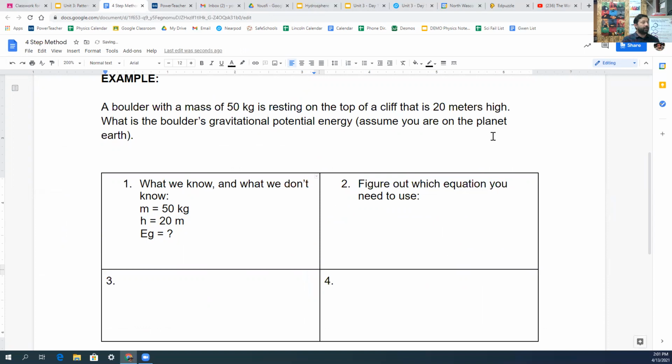But if you look at the problem, it says assume you're on the planet Earth. Well, gravity on Earth is the same everywhere. It's 10 meters per second per second. So now I have gravity. I know that I'm on Earth. It will always be 10 on Earth.